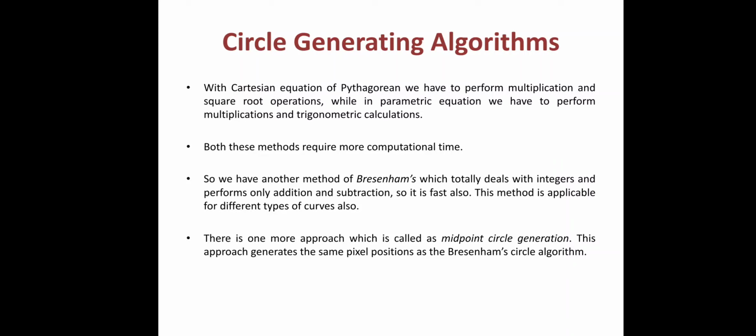So, to avoid these things we have some methods that require less computational time. The first method is called Bresenham's, which totally deals with integers, same as Bresenham's line drawing. Bresenham's circle drawing also works only on integers. It has only addition and subtraction, no multiplication, no trigonometry, no square root operation. Therefore, it is very fast compared to the above computational methods.